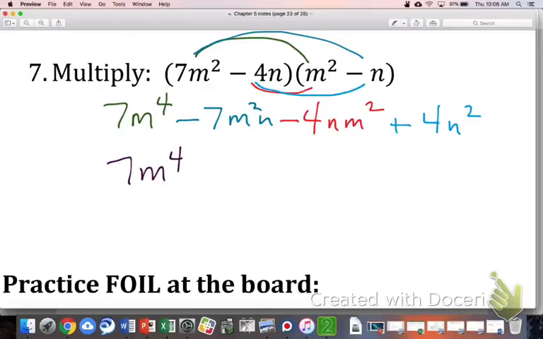Hey guys, listen up. So when you do combine those, because they are actually like terms, when you combine those two middle terms together, what do you get? -11 m squared n. I'll just write the order like that.